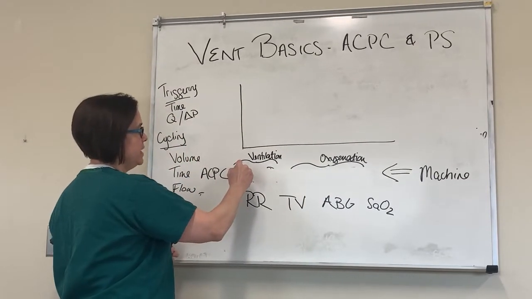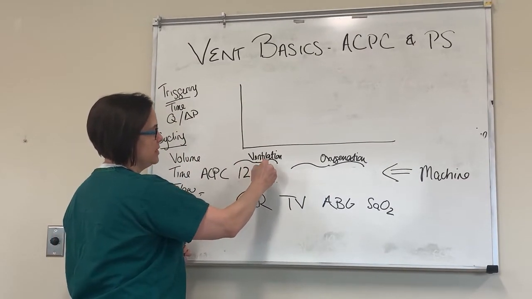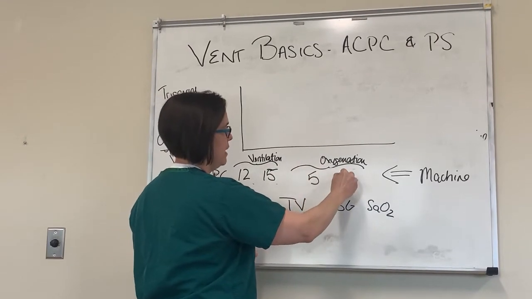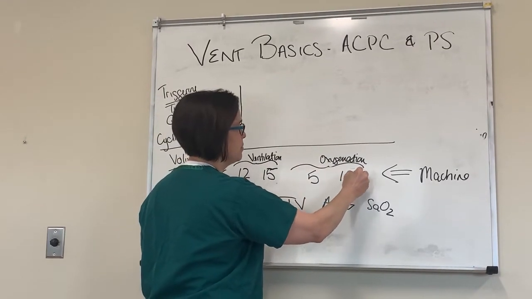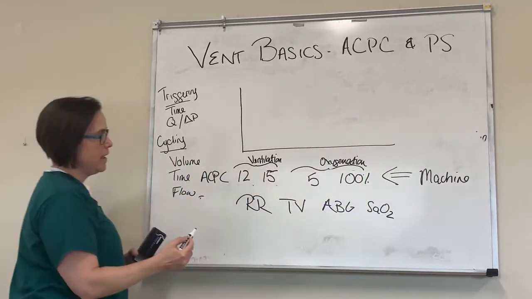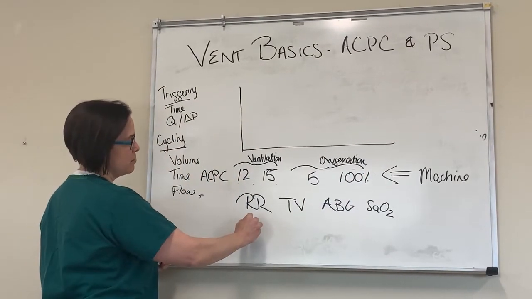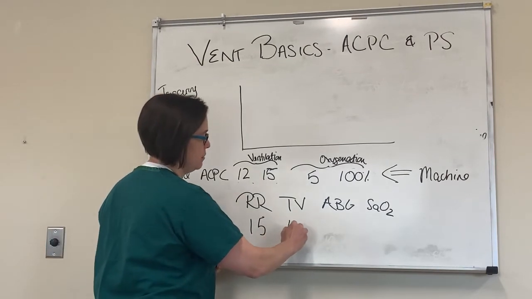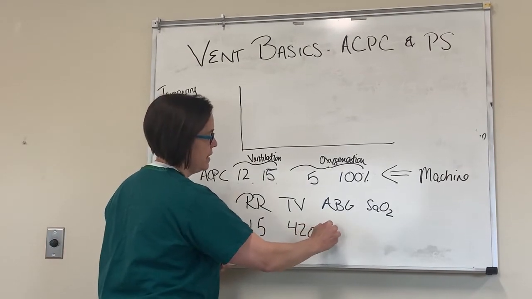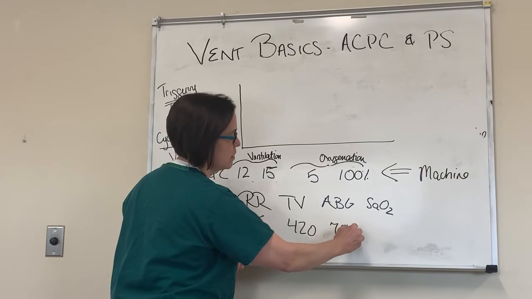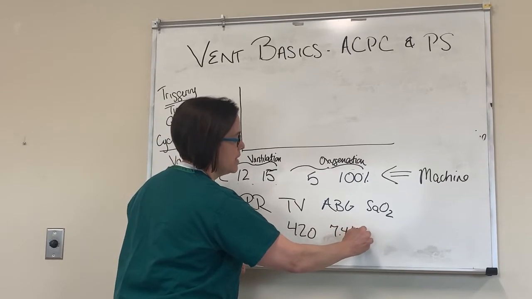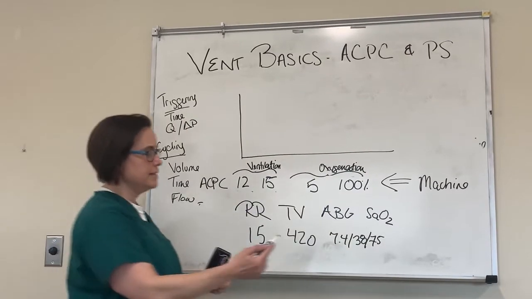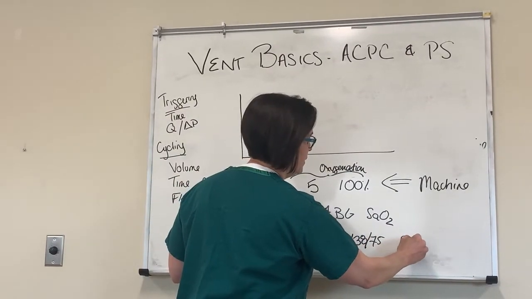at a rate of 12, an inspiratory pressure of 15, a PEEP of 5, and an FiO2 of 100%, and on that, they have a respiratory rate of 15, a tidal volume of 420, an ABG of 7.4, 38, 75, and a SAT of 95%.